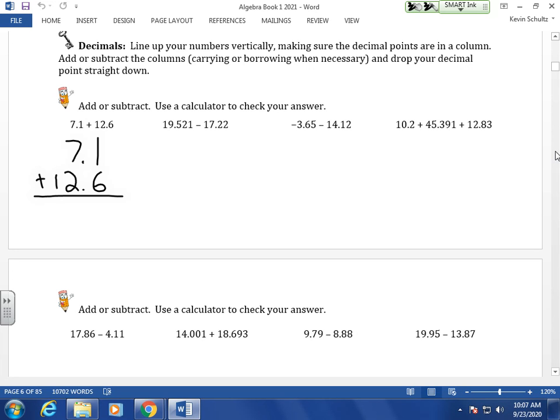How would you go about that third one there? That one looks a little bit tricky. -3.65 minus 14.12. Talk me through any ideas you have for that one. Yeah, go ahead. Just add them up and then take the negative side of it. Are you telling me that -3.65 minus 14.12 is the same thing as positive 3.65 plus 14.12, but then when you're done, you just make your answer negative? Why does that make any sense?